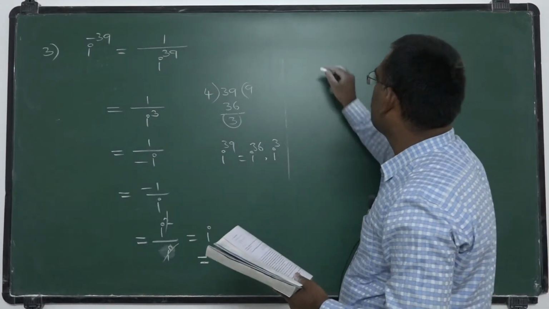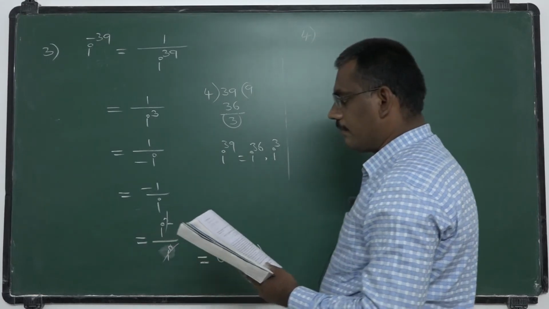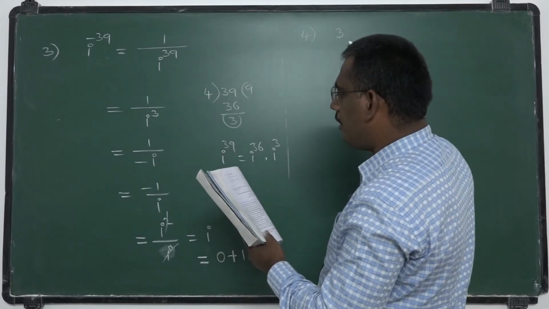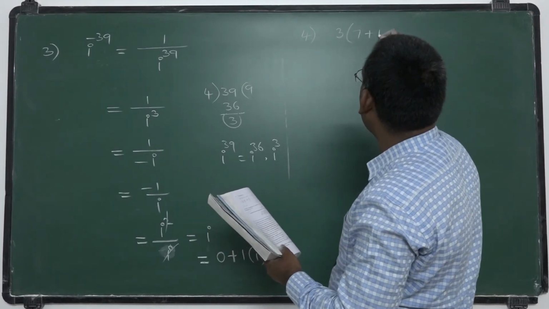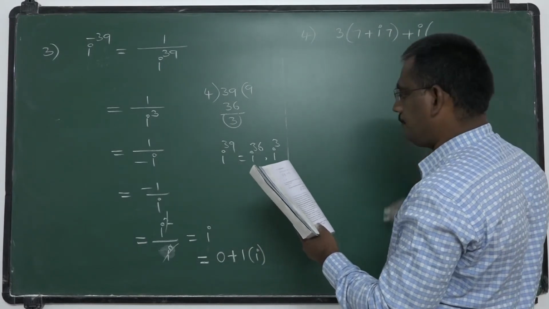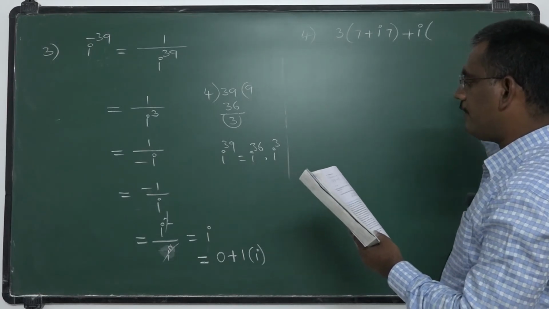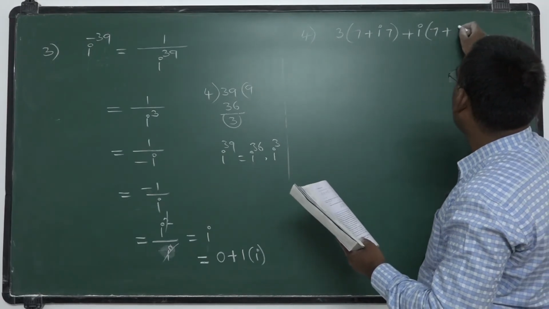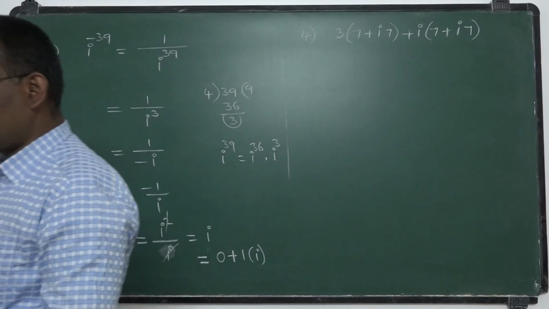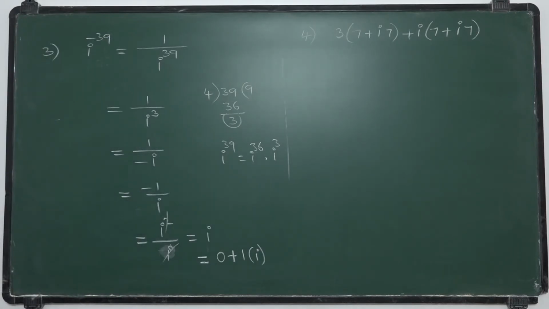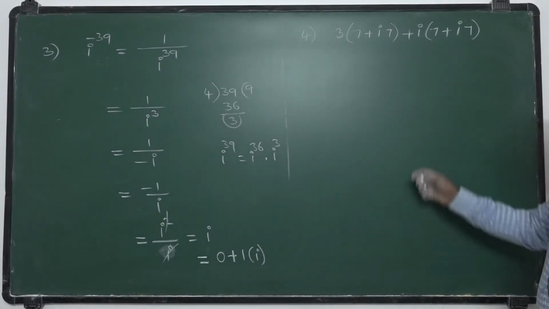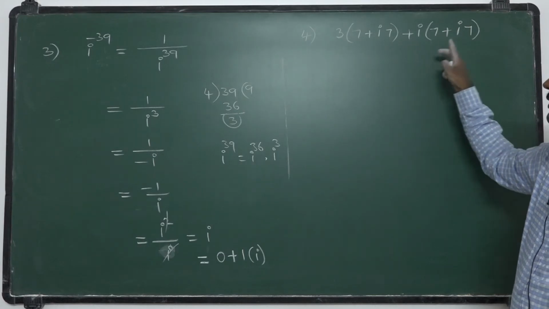So fourth problem. Three into 7 plus i into 7 plus i into 7 plus i7. In this problem, the given expression is to be expressed in the form of a plus ib. We can express this expression in the form of a plus ib.